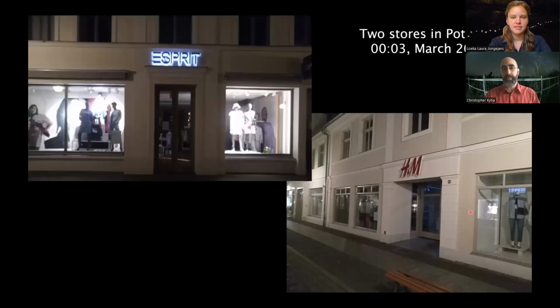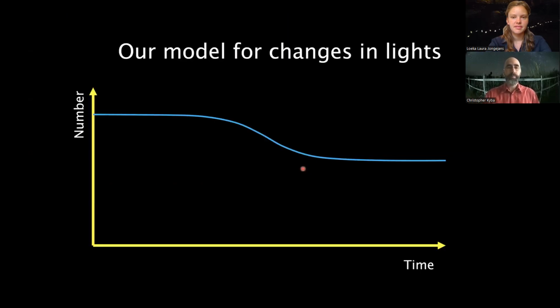And here you see this reflection in the glass. That's because across the street, there's another shop that has the lights on and the sign on. So we really want to understand what fraction of shops in Germany and around the world are turning their lights off and at what time.